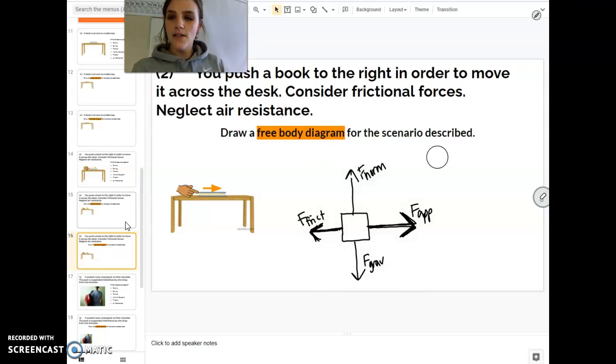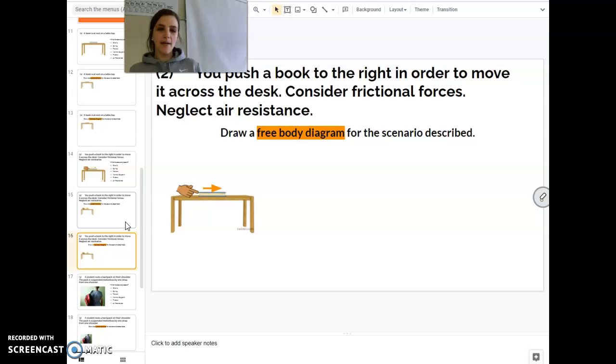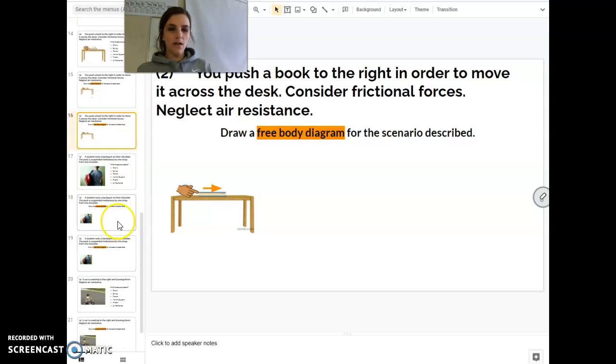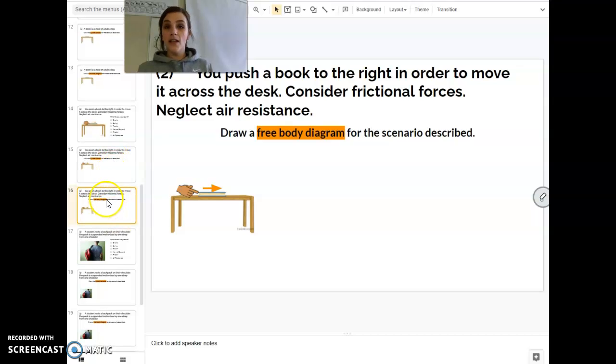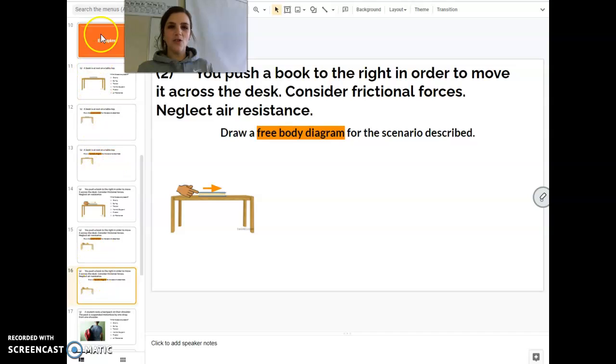Okay, this is your intro to these slides. I'm going to make a second video that goes over two more scenarios. You can watch it, or if you want to try it on your own and then check your answers, you can do that too. Otherwise, make sure you copy down some of this information into your slides.